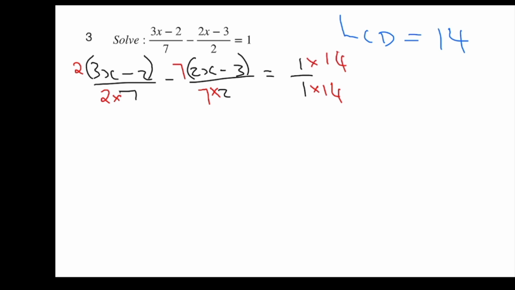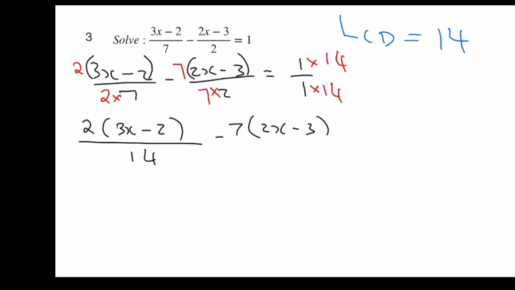So what do we get now? You'll get 2 brackets 3x minus 2 all divided by 14. Subtract 7 brackets 2x minus 3. All that is divided by 14, which is equal to 14 over 14. Now you can drop the LCD because the LCD is 14. So you can drop that now and you see what you remain with.